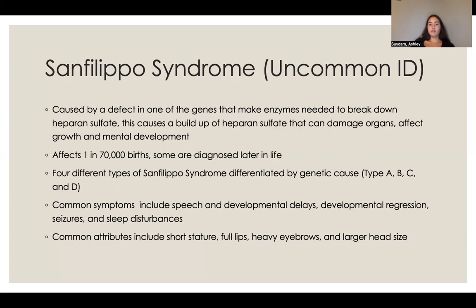And there are 4 different types of Sanfilippo syndrome, differentiated by genetic cause. These types are type A, type B, type C, and type D. And common symptoms include speech and developmental delays, developmental regression, seizures, and sleep disturbances. Common attributes include short stature, full lips, heavy eyebrows, and often a larger head size.